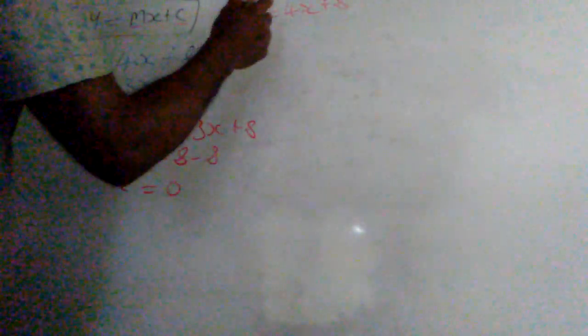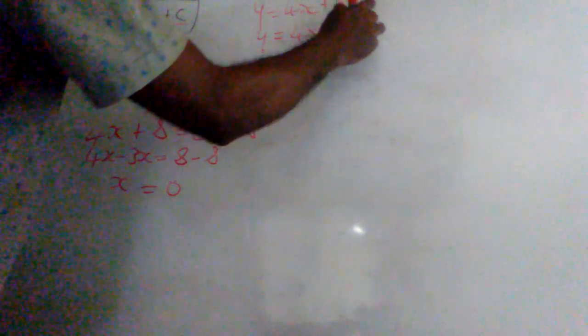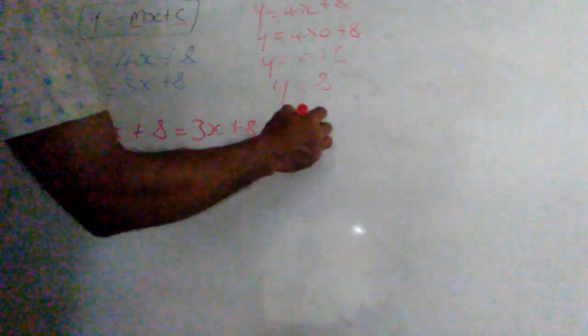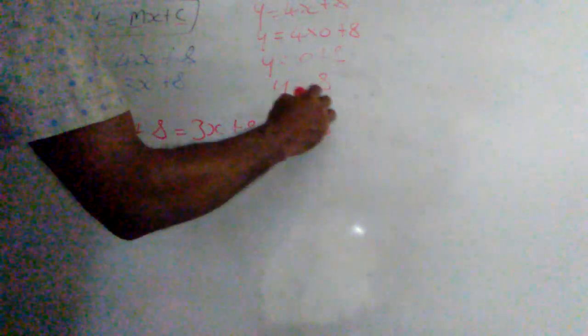So we'll just substitute 0 for x in any one of these equations. So I will just use equation 1 this time. So we'll have y equal 4x plus 8. So y would be equal to 4 times 0 plus 8. So y will be equal to 0 plus 8. Y equal 8. So we got the intersection to be 0, 8 indeed.